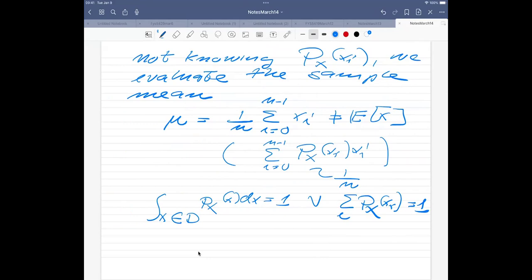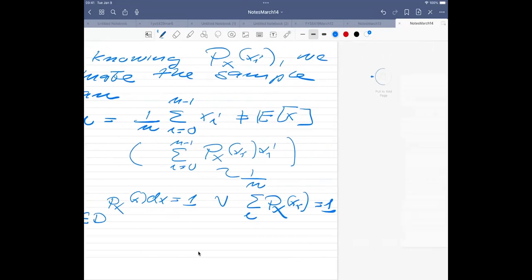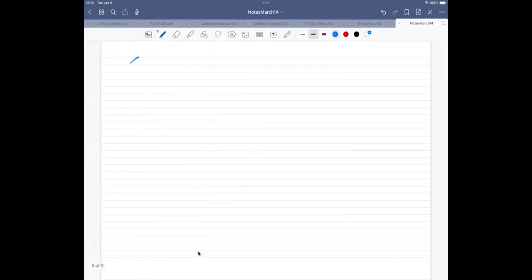Okay. So the variance itself is a quantity which I will label like the variance of X.